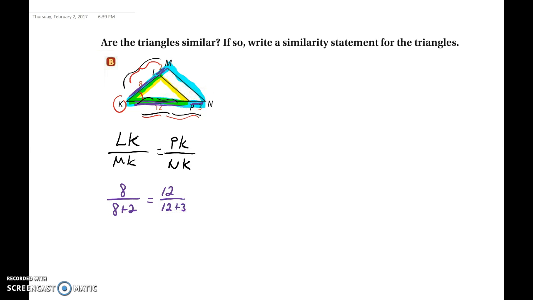All right, then we will just simplify, so it's 8 over 10, and now we're going to ask ourselves, does this equal 12 over 15? You can do this one of two ways, and I'll show you both ways. So 8 over 10, does this equal 12 over 15?